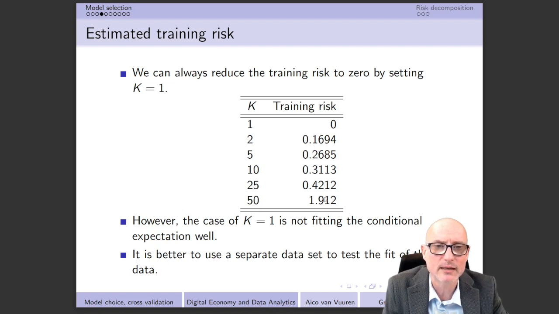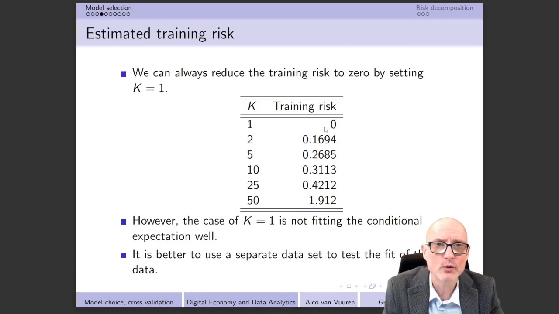We actually see that the larger k is, the larger also is the training risk. And based on this, we would say that the best model that we can ever choose is k equal to 1, because then the training risk is equal to the lowest potential outcome, because then it's equal to 0. And that is, of course, very surprising. But the question arises, does it also make sense?